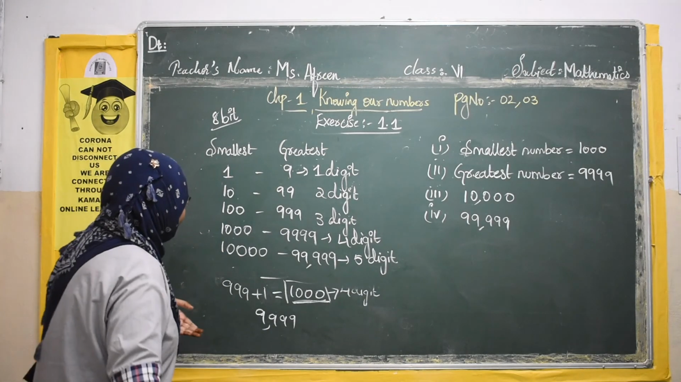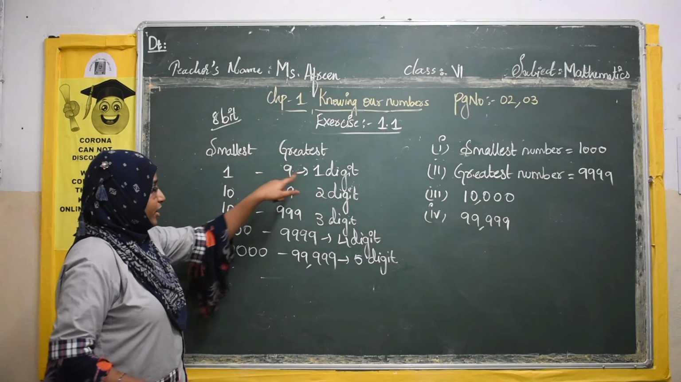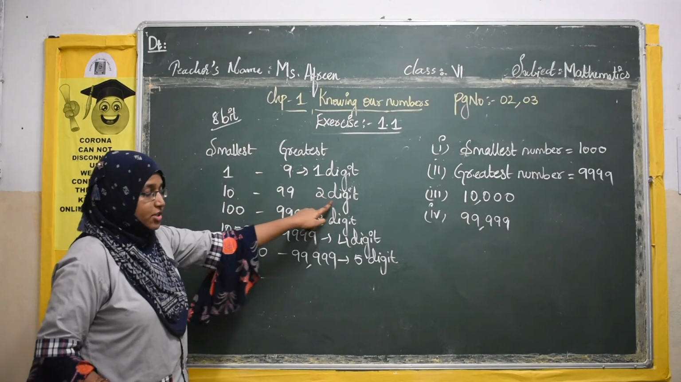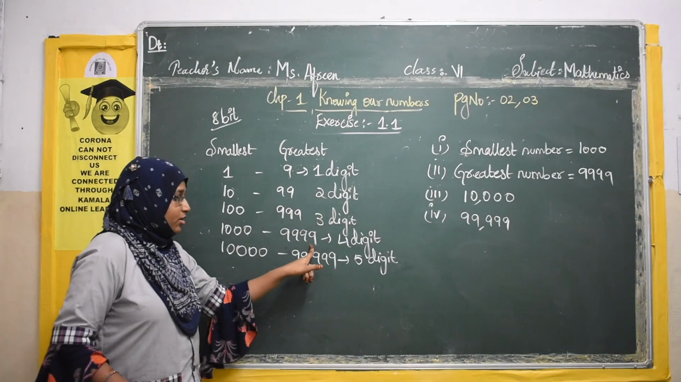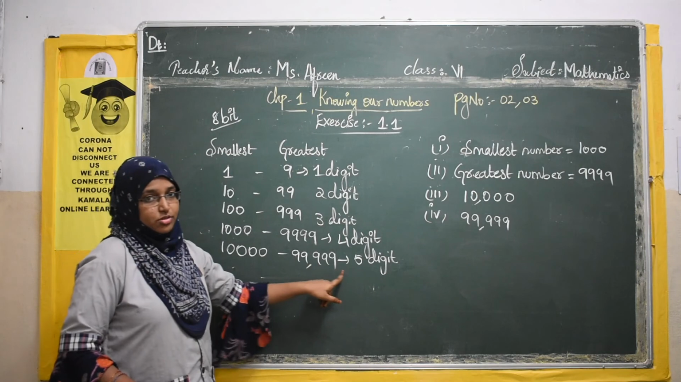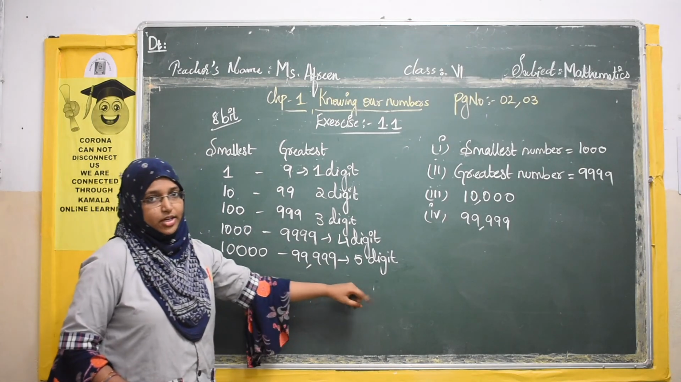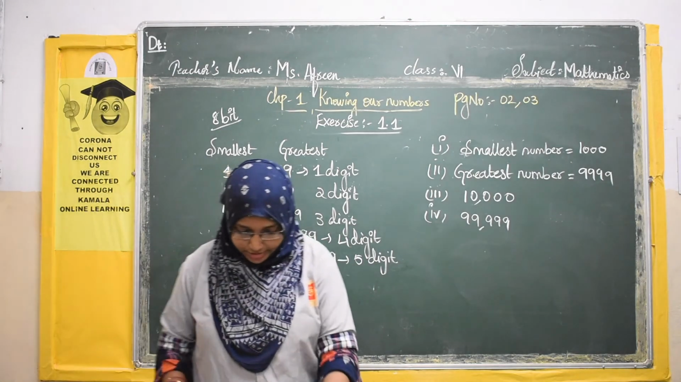You can write this in your rough page. Smallest and greatest: 1 to 9 is 1 digit, 10 to 99 is 2 digit, 100 to 999 is 3 digit, 1000 to 9999 is 4 digit, 10,000 to 99,999 is 5 digit. Greatest and the smallest numbers. I hope it is very clear to you.